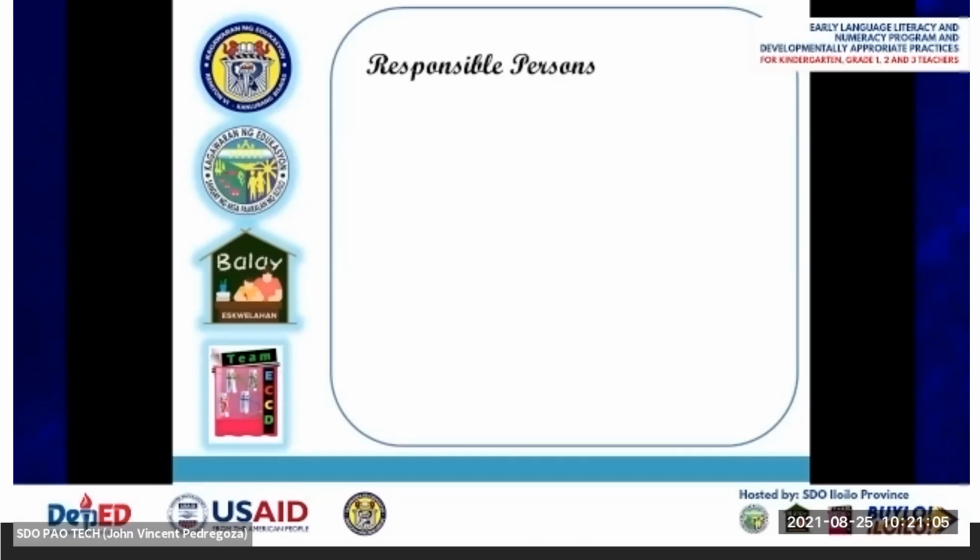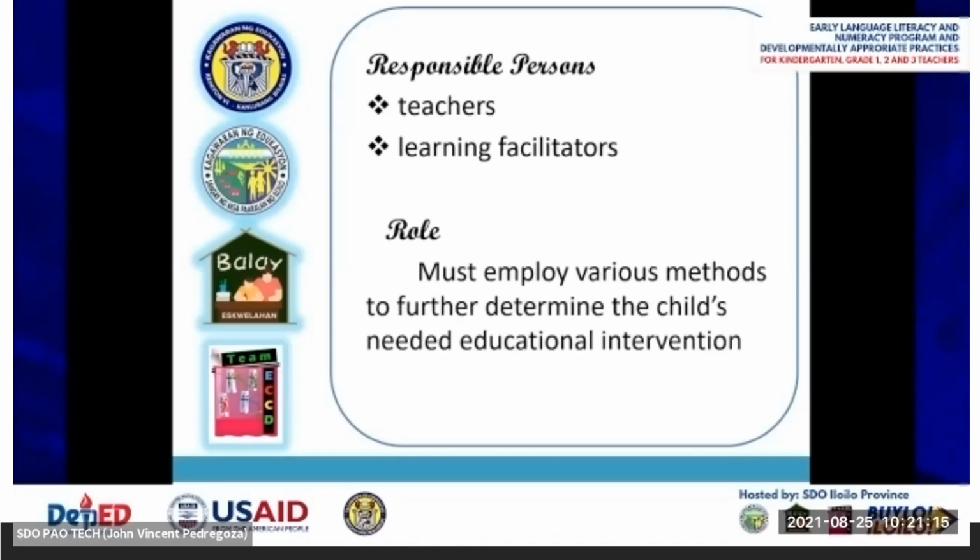Who is responsible for monitoring the child's development? Of course, they are the teachers and learning facilitators. They must employ various methods to further determine the child's needed educational intervention.